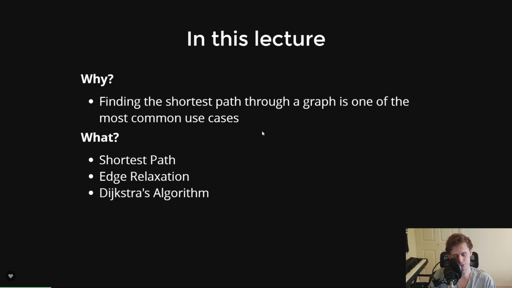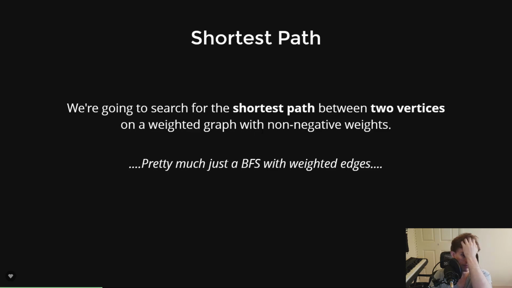So the point of talking about edge relaxation and Dijkstra's algorithm today is that if your graph has edge weights, a breadth first search is a little bit too simplified. We need a slightly more in-depth understanding of what we're doing. Formally, a shortest path is a type of search that looks for a path, a linear line between two vertices, on a weighted graph with non-negative edges.